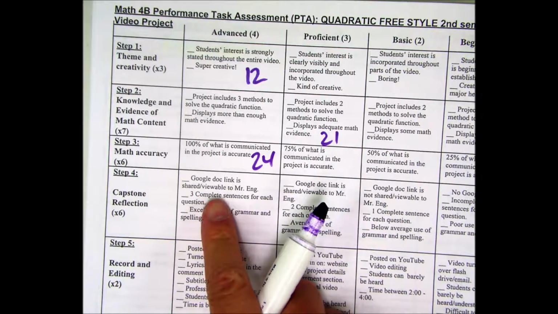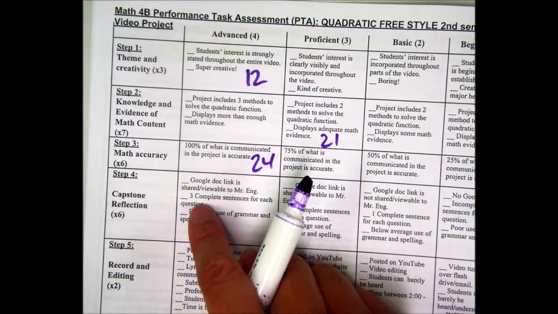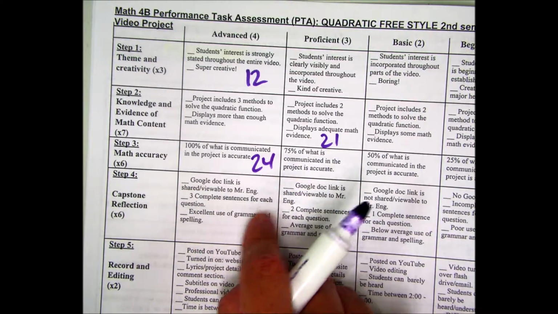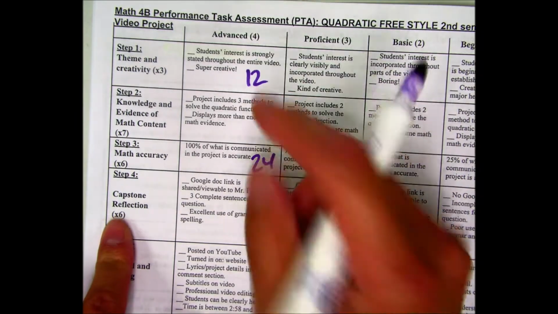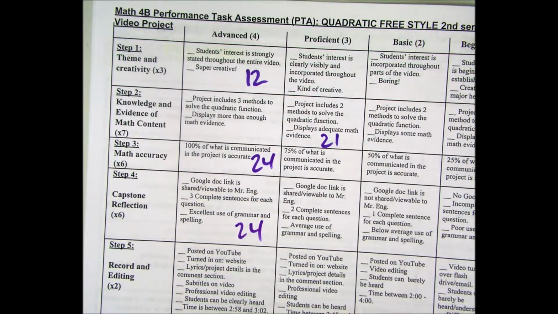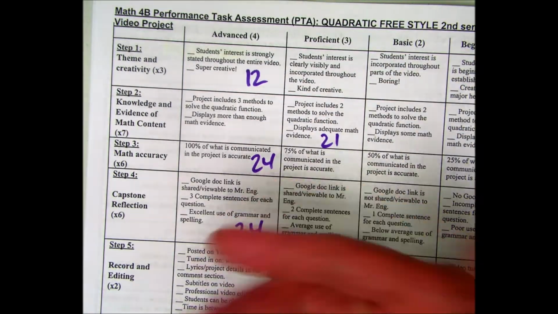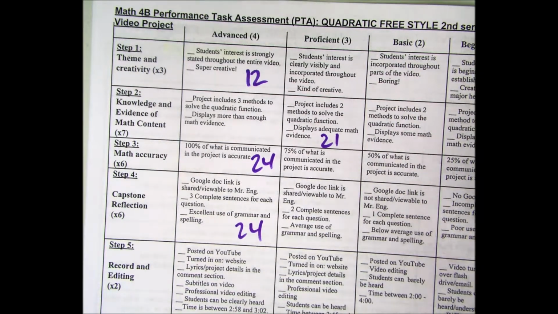You guys have a Google link for your capstone reflection. Each of those questions they ask you, you complete 3 sentences each and excellent grammar. 4 times 6 is 24. Remember, I will mark you off if you originally turn it in, and the day I check it, when it's turned in, if that link is not shareable, you're technically turning a project in not on time, so you will be deducted points for that.